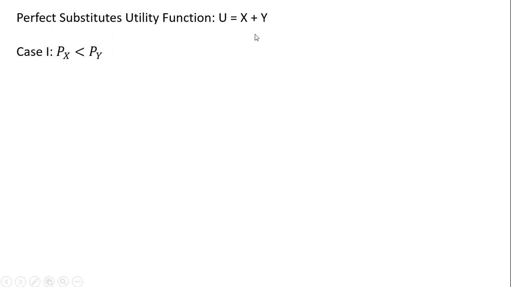X is units of good x, y is units of good y. And in case 1, we're going to assume that the price of good x is less than the price of good y. And we'll get a corner solution. In this case, the consumer will only buy units of good X. Units of good X will give more marginal utility per dollar than units of good Y.